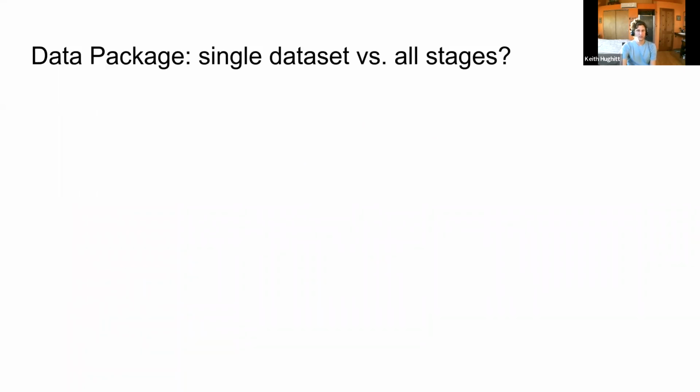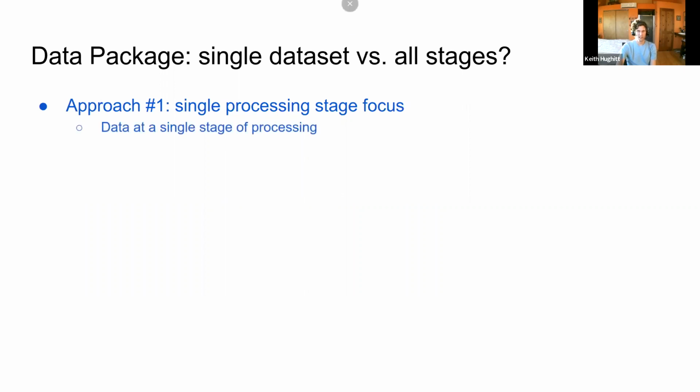Okay, so one of the big questions that I've been thinking about is, should the data package represent a single data set or all stages? Initially, as I was thinking about this and what I've described thus far, the focus is on a single processing stage, so the data package that you look at only includes the data for a single stage of the processing.